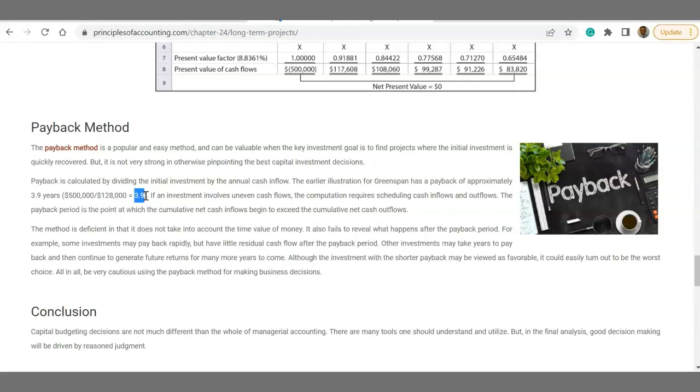There is a way to use the present value method with the payback method and make it more sophisticated, by first bringing all the cash flows to the present value and then calculating the payback period. That is in upper grade finance courses.